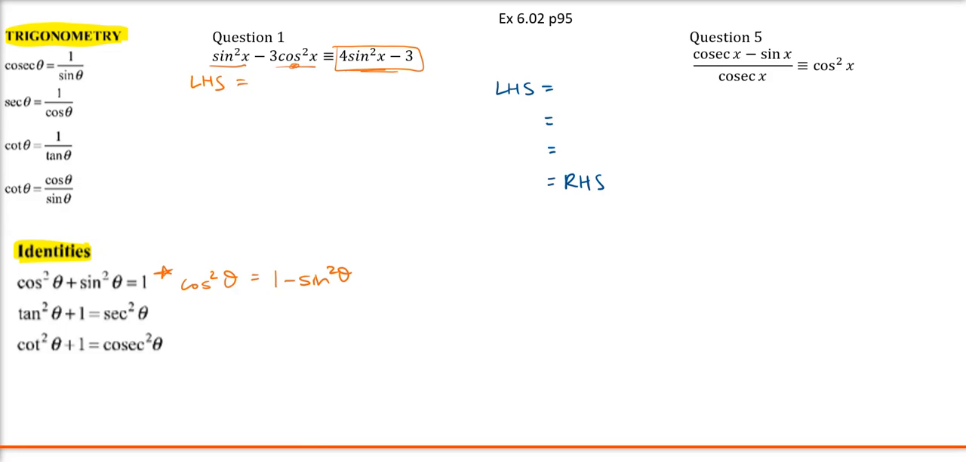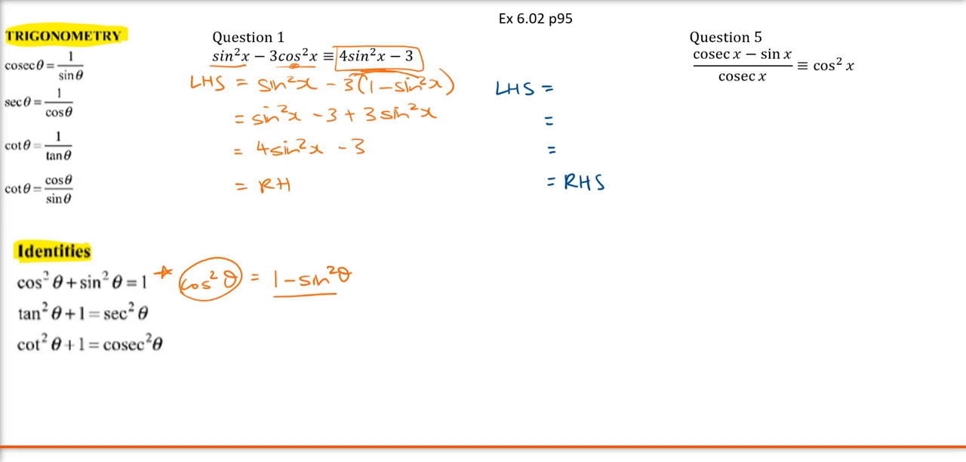So let's rewrite that as sine squared x minus 3 of cos squared. So that's 1 minus sine squared x. And hopefully now you can see, well, yeah, okay, I know where I'm going. So I'm going to be expanding that bracket. Sine squared x minus 3 plus 3 sine squared x. Oh, I've got 4 lots of sine squared x minus 3, which is my right-hand side.